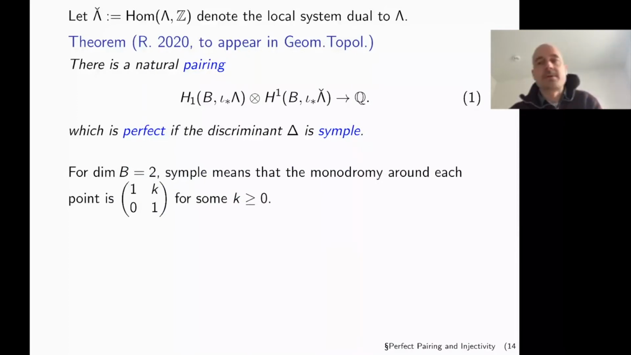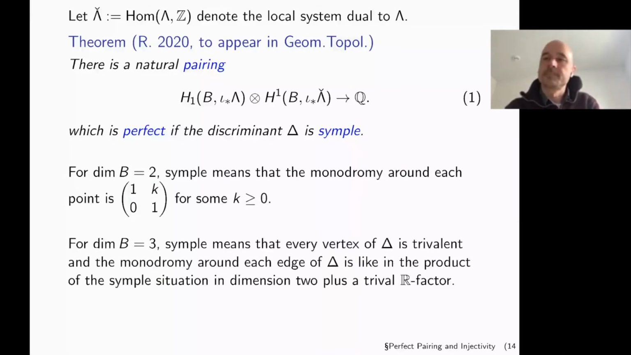If you're in dimension 3, which I haven't looked at yet, then the discriminant is one-dimensional. In fact, the way you construct it here, it's even bigger dimensional, but it retracts to a graph. Okay, so in dimension 3, the discriminant retracts to a graph. And the graph has vertices. And if my graph is trivalent, then I'm in good shape. So I'm asking my graph to be trivalent, and then around each edge in the graph, the monodromy around that edge should be just of the type of the two-dimensional case times an extra trivial direction.